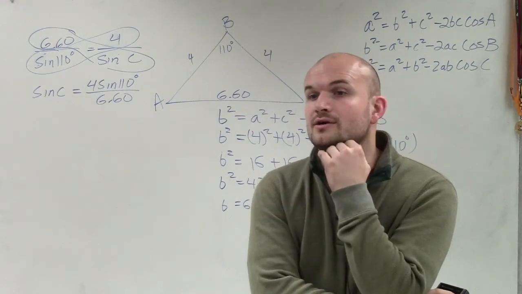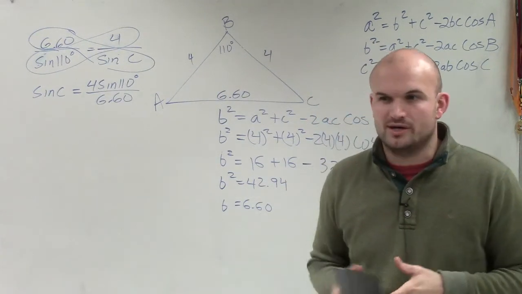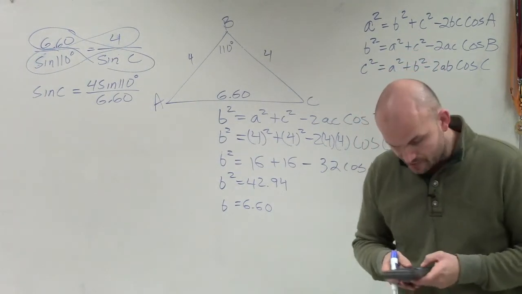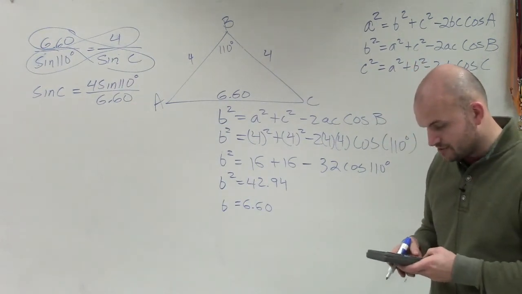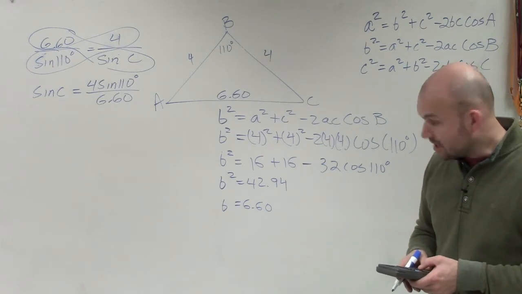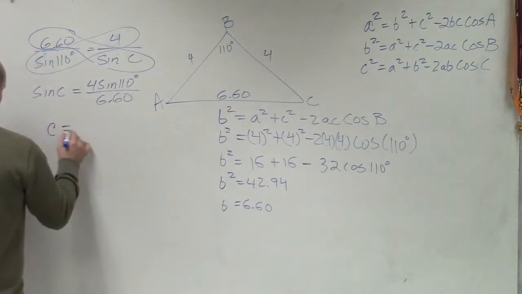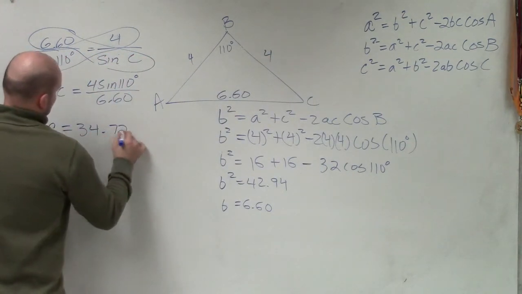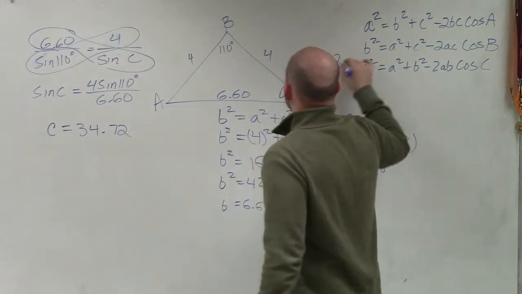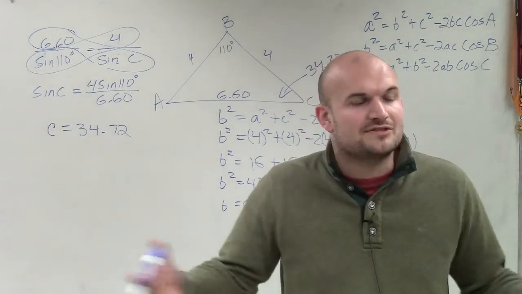I need to find another angle. To find another angle, I can use the law of cosines if I want to, but it's much quicker in my mind to just work the rest of them using law of sines. So therefore what I have is 4 times the sine of 110 degrees, divided by 6.60. Now I take the inverse sine of that answer, which is 34.72.